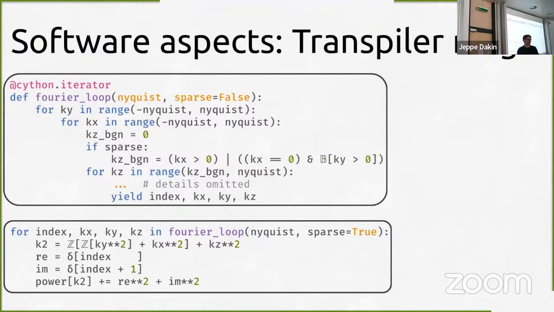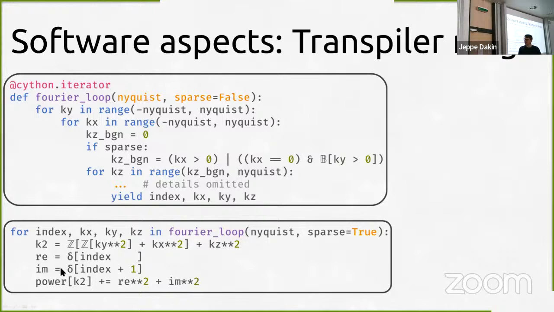Okay, and I couldn't give a code talk without just some code. So here's just a brief example of some magic that my transpiler does. So here's some code that does the power spectrum computation. So I have some magic Fourier loop iterator implemented up here, meaning loop over all of Fourier space in a sparse manner, whatever that means. Give me the k squared and extract the real and imaginary part of the delta field, add them together in a squared way, and you get the power spectrum.